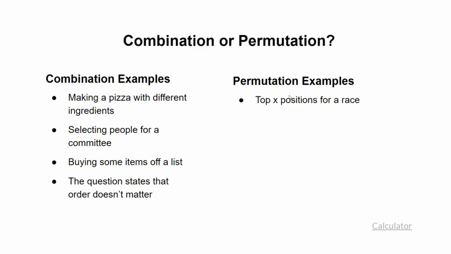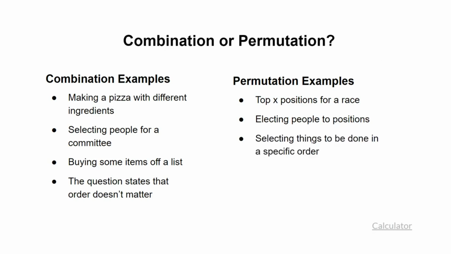Permutation examples: the top X positions for the race, the top 2 positions, the top 5 positions. Electing people to specific positions like president and vice president and treasurer, we can think of that as a situation where the order that they were selected is for a particular position. Selecting things to be done in a specific order, like an instruction list. And the question may actually state that order matters.